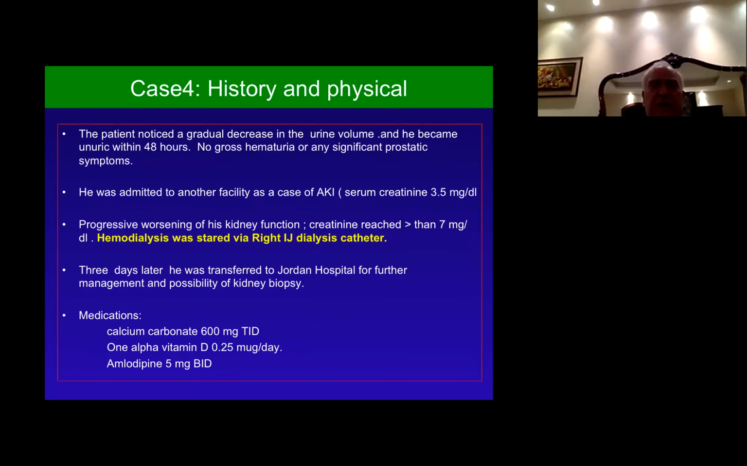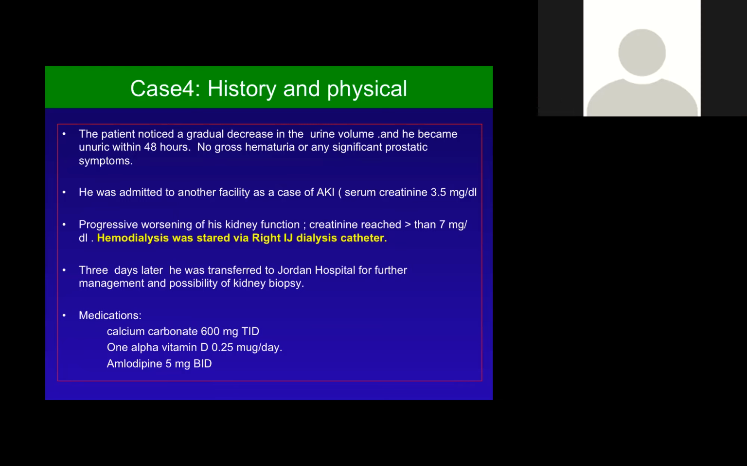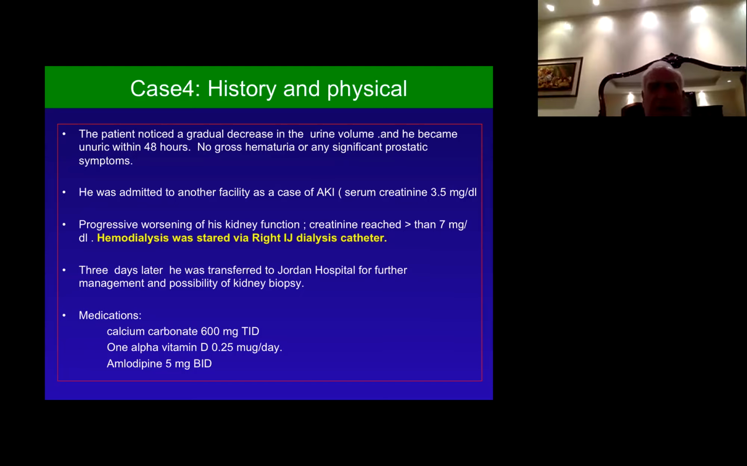The patient noticed a gradual decrease in his urine. He became anuric within 48 hours, no gross hematuria. He was admitted to another facility with acute kidney injury, creatinine 3.5. Progressive worsening of kidney function, creatinine reached more than 7. Required hemodialysis support through a right IJ dialysis catheter.